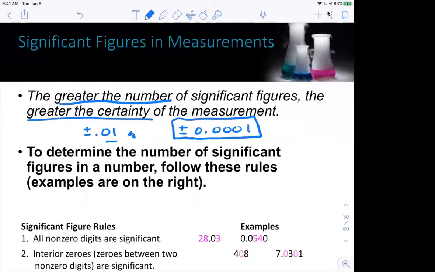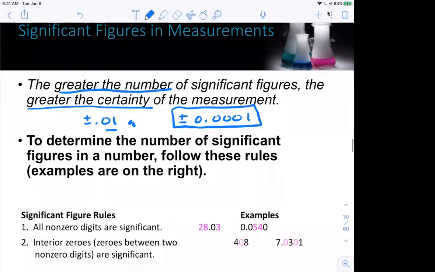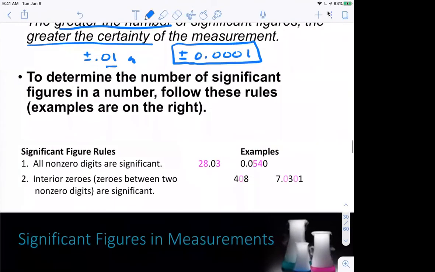So to determine the number of significant figures in a number, or what I report when I make a measurement in the lab, I'm going to follow a couple of basic rules. First of all, non-zero digits are significant. Any number that's not a zero is counted as a significant figure.